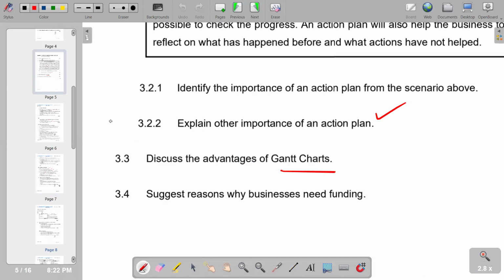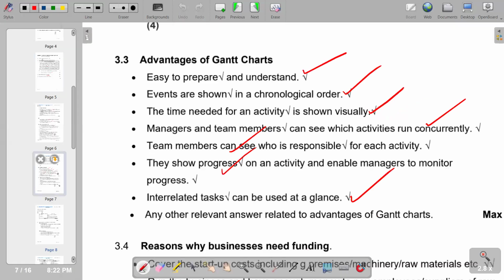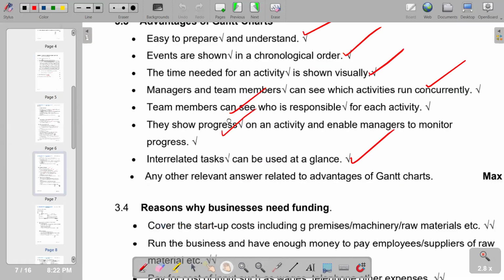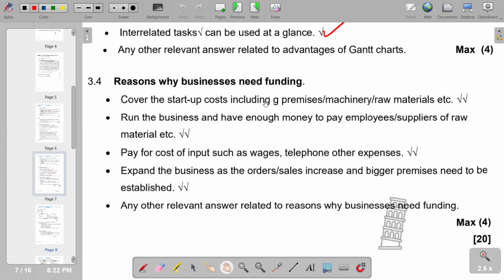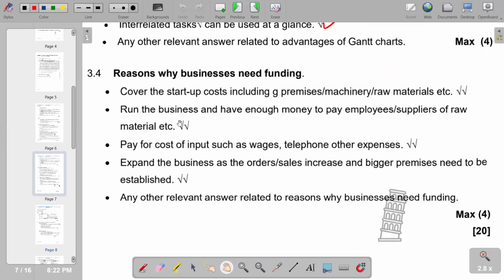And moving on to the next part, which is 3.4, suggest reasons why businesses need funding. So what are the reasons that businesses need funding? We have the reasons as listed: to cover the startup costs, including the premises or machinery or raw materials; to run the business and have enough money to pay employees or suppliers of raw materials; to pay for the cost of input such as wages, telephone, and other expenses. These are some of the reasons why businesses need funding. And this marks the end of our question 3.